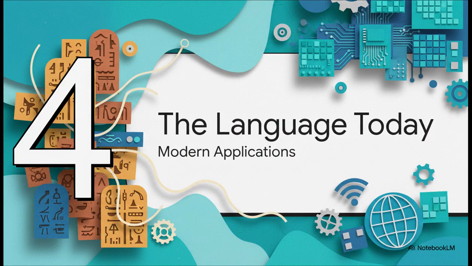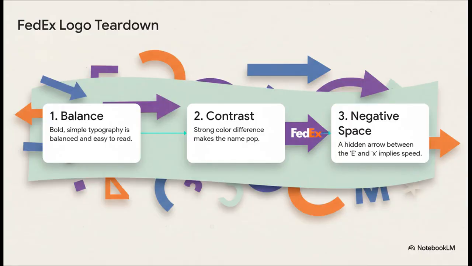So, okay, that's all cool history, but how does this ancient language matter in our world today? Well, I'd argue it's actually more important than it's ever been. Let's take a look at a modern icon, the FedEx logo. It's clean, right? The proportion and balance are perfect. The color contrast makes it pop. But the real genius here is its use of negative space.